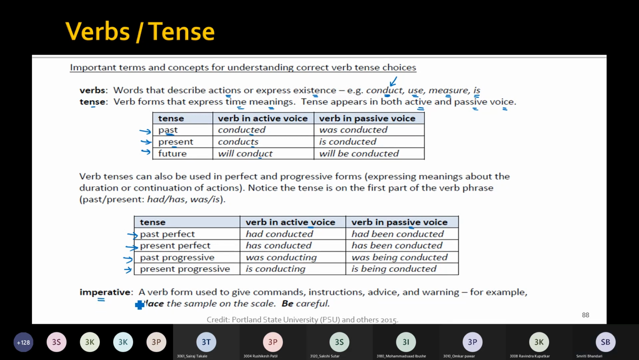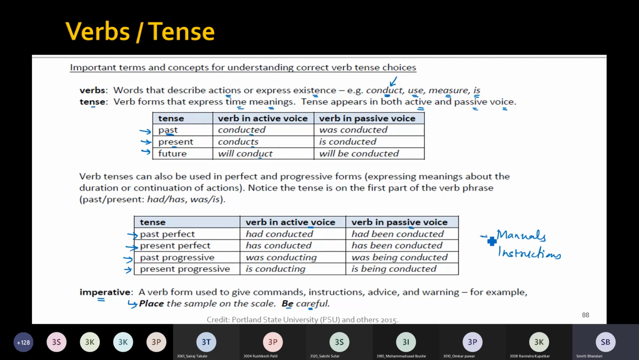Okay, if it comes to the imperative statement or imperative sentence, a verb form in imperative sentence is used to give commands or instructions or some advice or some warning. So many times while writing the statements in the manuals or providing the instructions, right, we use this form of imperative sentence. So we write the sentence like place the sample on the scale. So we are instructing, place the sample on the scale, or we are instructing to be careful. So we may write be careful.